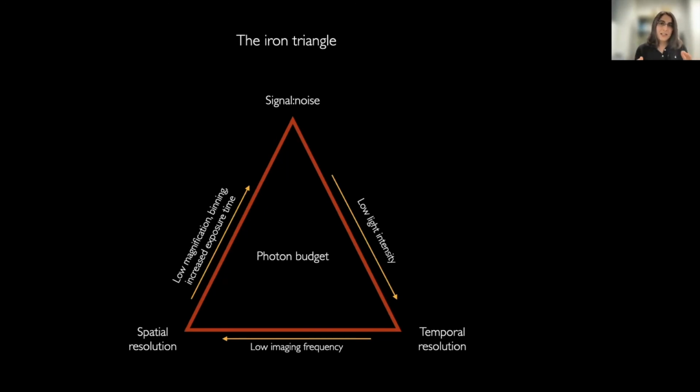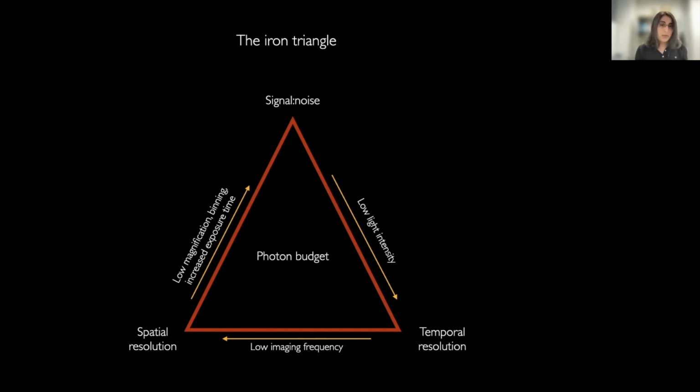The iron triangle shows very nicely how to maintain this photon budget and how you can manipulate things. There are three key things: signal to noise, temporal resolution, and spatial resolution. You have to find a certain balance between them, because if you want to increase temporal resolution, you will do that at the expense of the other two. Equally, if you want to increase the spatial resolution, you do that at the expense of the other two as well. So you need to find a balance and decide what you want to concentrate on during live cell imaging.